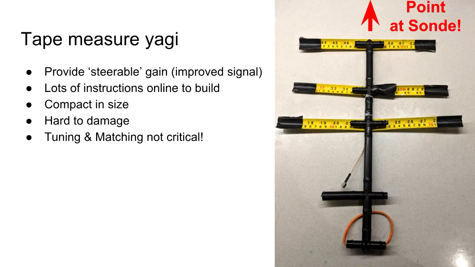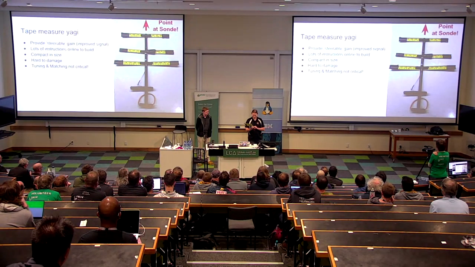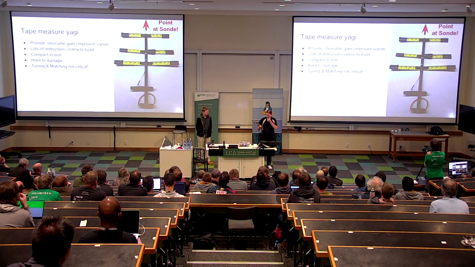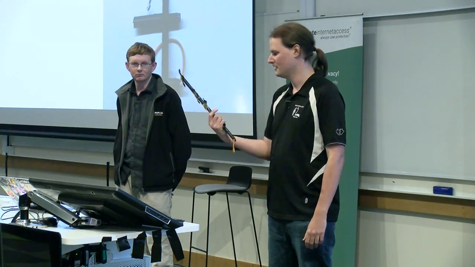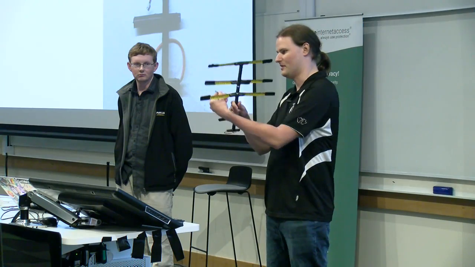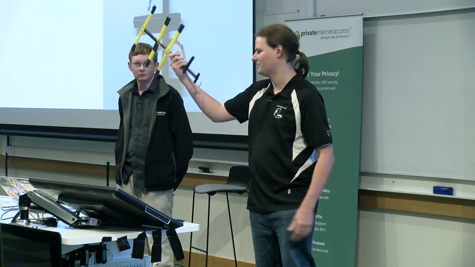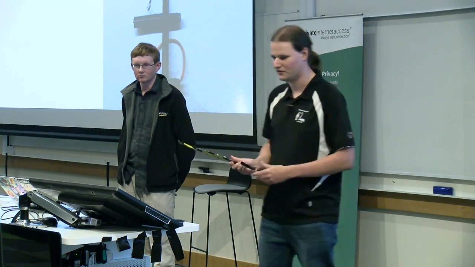So I talked about a Yagi antenna, and these don't have to be expensive. So this is my one. If it looks like a tape measure, it's because it actually is, and it's irrigation pipe as well. This entire antenna was built out of parts from Bunnings, with the exception of the SMA connector. That was, I think, like $2 off AliExpress.